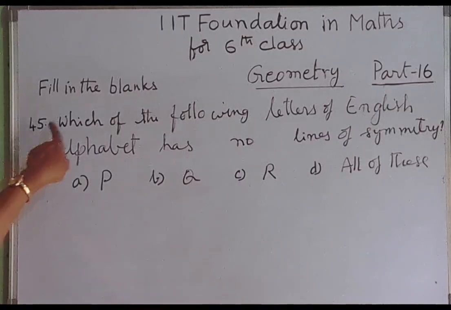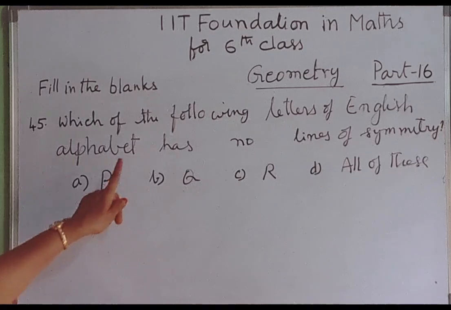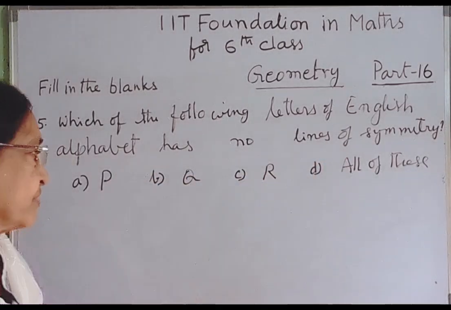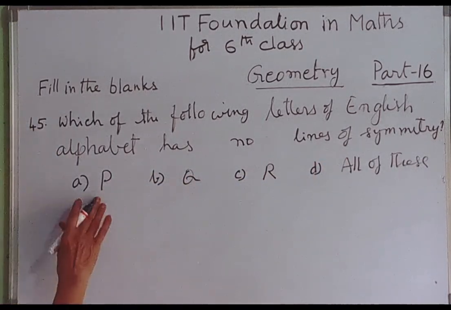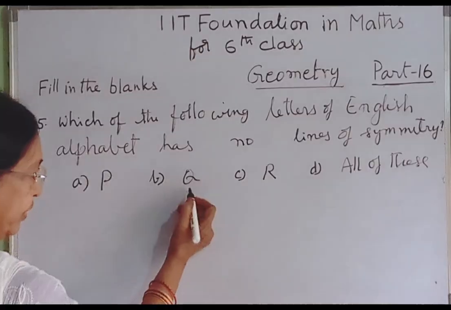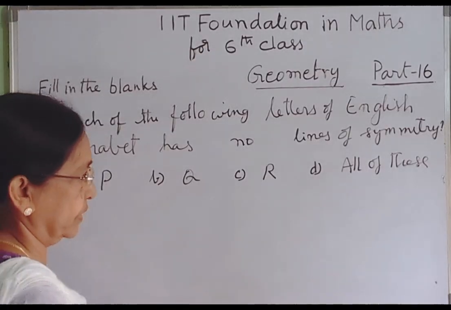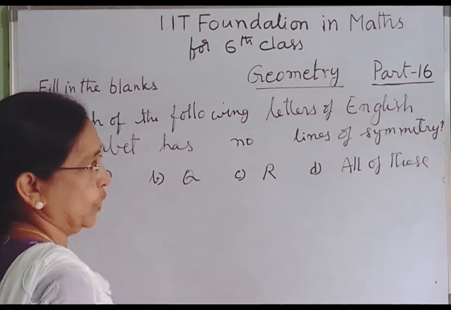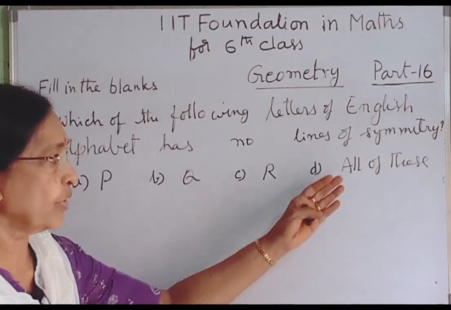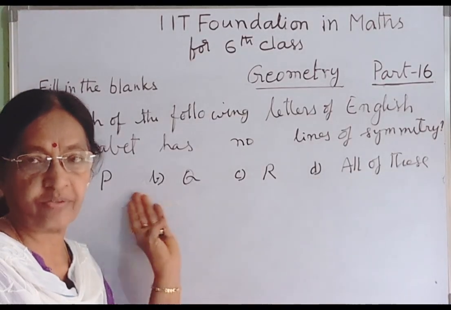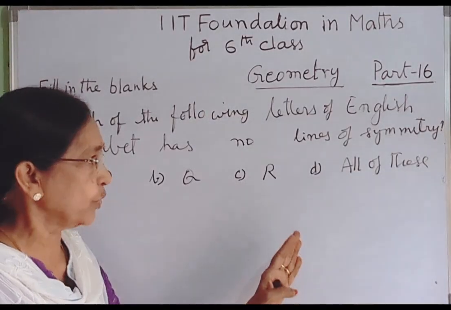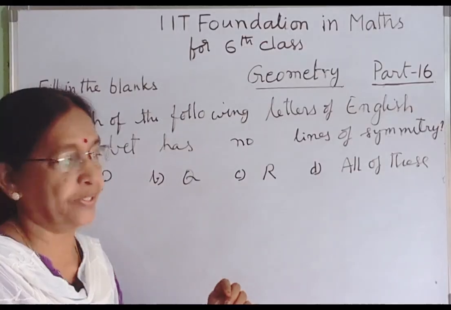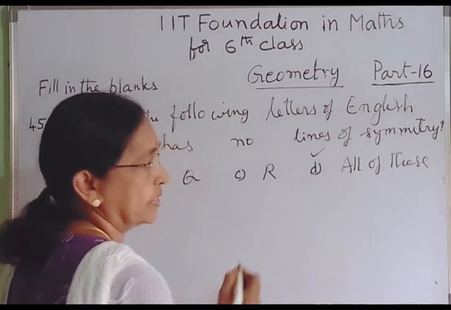Next, 45. Which of the following letters of the English alphabet has no lines of symmetry? For P, there is no line of symmetry. For Q, there is no line of symmetry. For R, there is no line of symmetry. So all of these three have no lines of symmetry. So option D is correct.